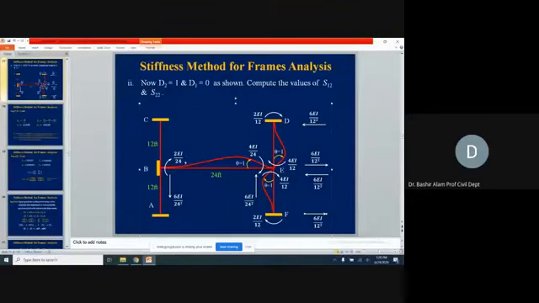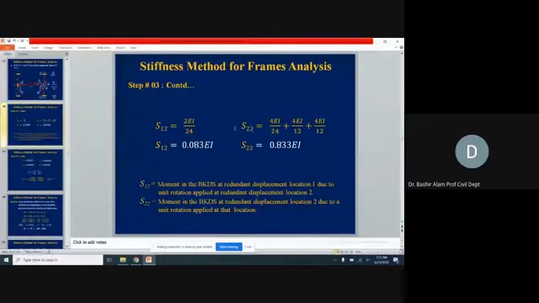Now S12 is 2EI over 12, so make a note of this, 2EI over 12. And your S22 will be equal to 4EI over 12 plus 4EI over 24 plus 4EI over 12 plus 4EI over 12. So S22 is 4EI over 12 plus 4EI over 12 plus 4EI over 24. It is the combination of the summation of these three, all in the clockwise direction. So this is how we get it.